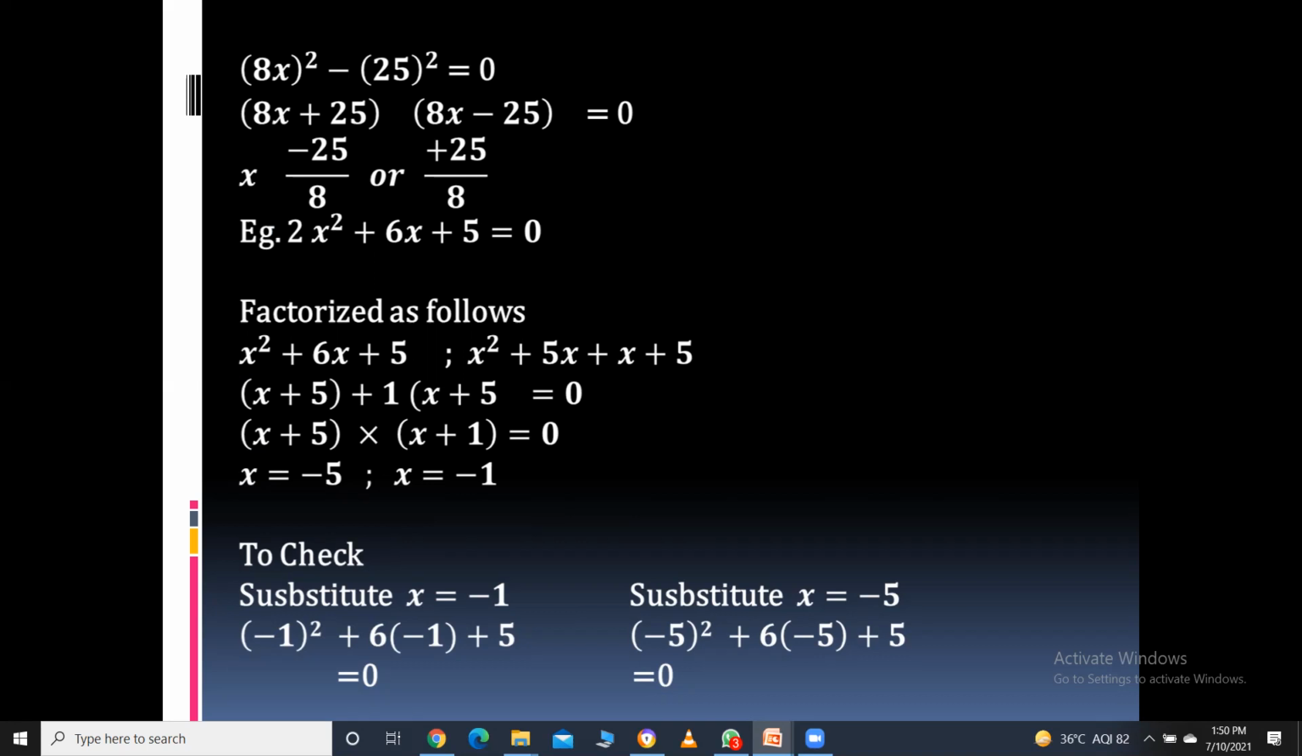We can also check whether the roots are correct or not by putting in the values. By substituting the value of x equal to minus 1 in the above example, the left hand side comes out to be 0, which is the right hand side of the equation. Similarly, by putting the value of x equal to minus 5, the left hand side becomes equal to the right hand side. So these values, minus 1 and minus 5, come out to be correct roots.